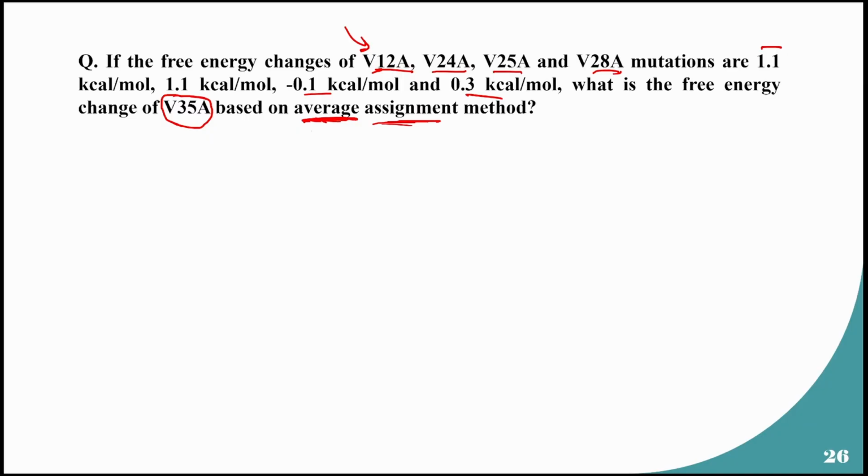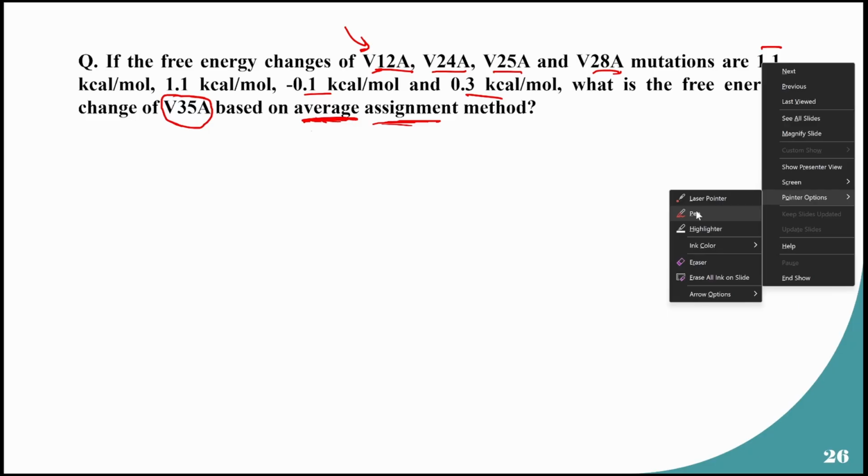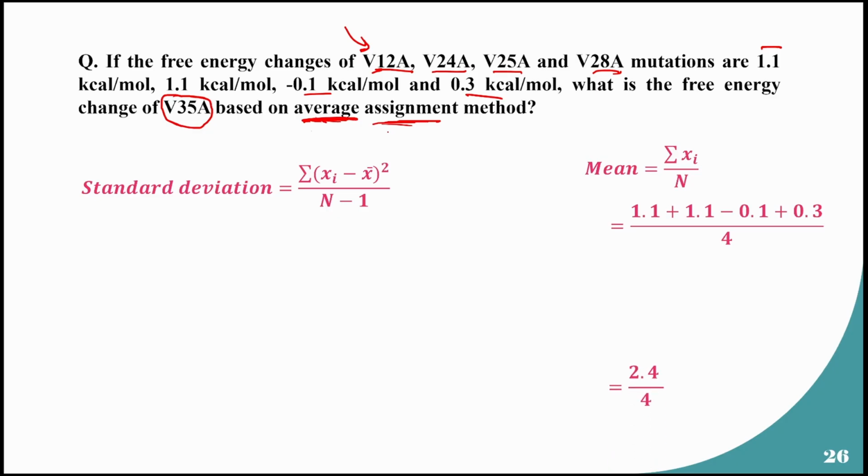Again, sorry about that. What the question was basically saying is that the different valine to alanine mutations have been associated with some sort of free energy change, right? And it is asking you, based on average assignment, to calculate what the free energy change would be if we mutate a different valine residue to alanine. Based on the title, of course, you only have to calculate the average. If you just do the calculation of the average, you will find 0.6, right?